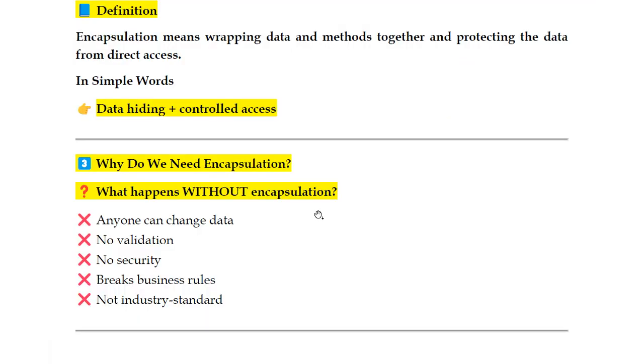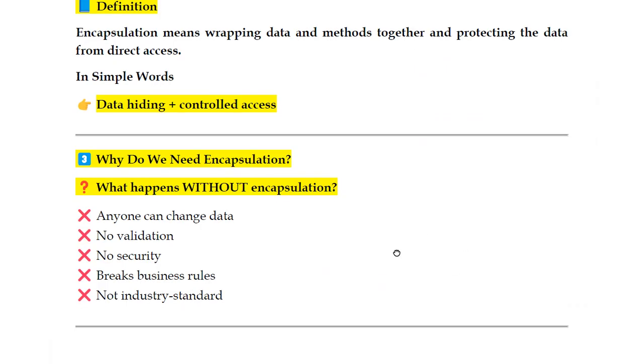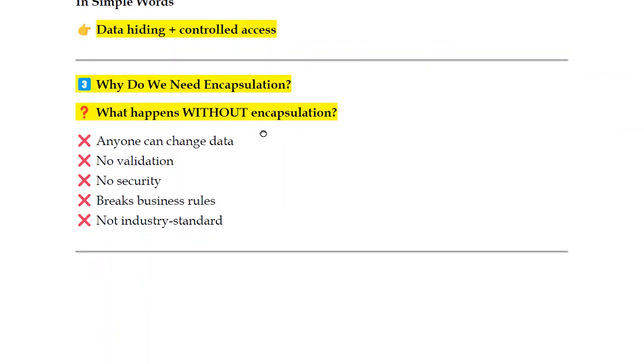Let's get started. In our previous session, we discussed what encapsulation is. It means wrapping data, that is combining data and methods together into a single entity, and protecting the data from direct access by outside people. In simple words, encapsulation is equal to data hiding plus controlled access. We're hiding the data and maintaining controlled access. So who can access? We are deciding. Only authorized persons can access it.